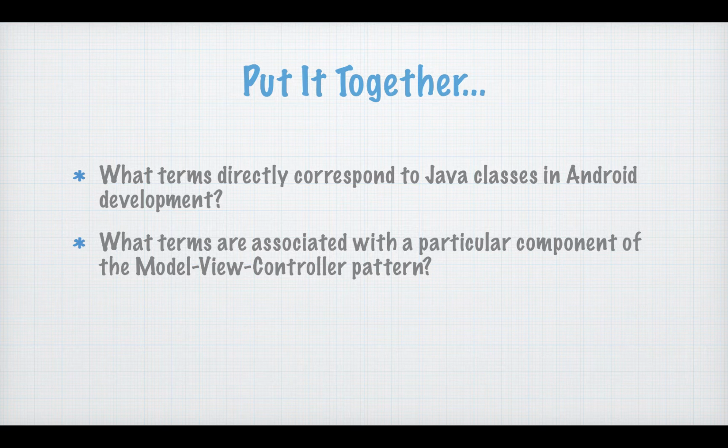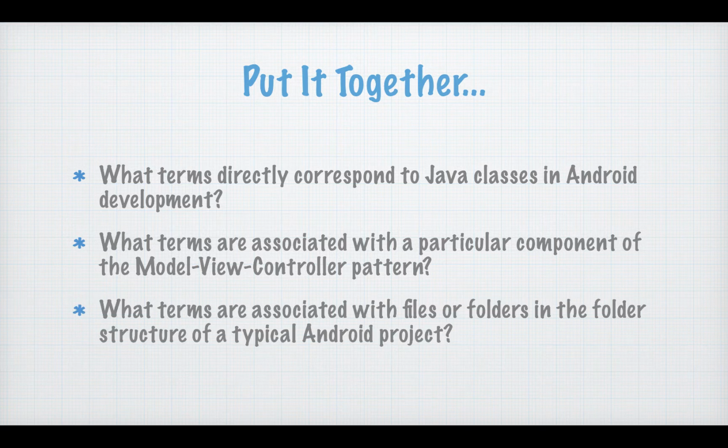Next, which of the terms are associated with a particular component of the model view controller pattern? And finally, what terms are associated with specific files or folders in the folder structure of a typical Android project? Don't just think about these questions, make sure you can answer all of them. It will help you get a better understanding of how everything we talked about in this presentation works together.